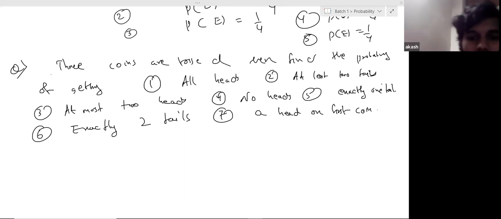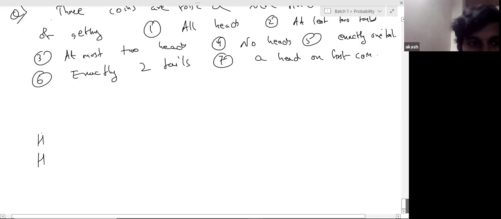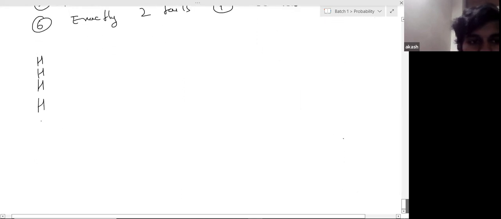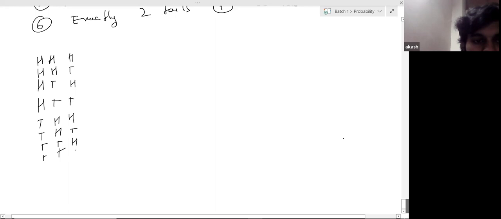So when three coins are tossed, the sample space would be, how to write it? Sets. Then sets deal. This is all the sample spaces.